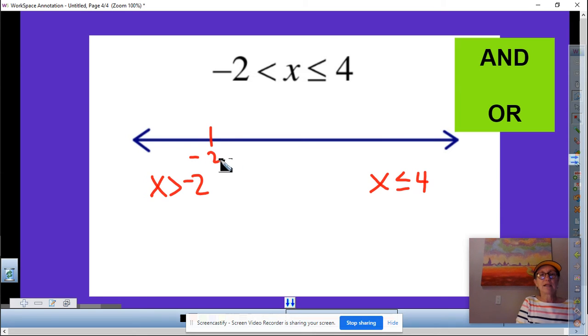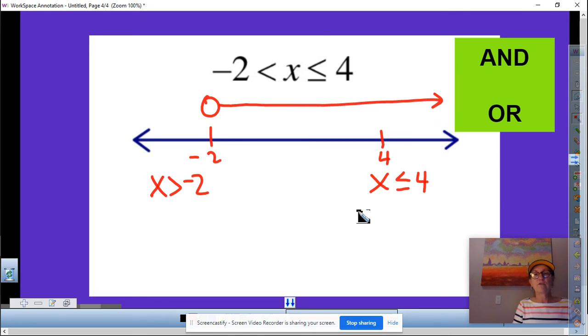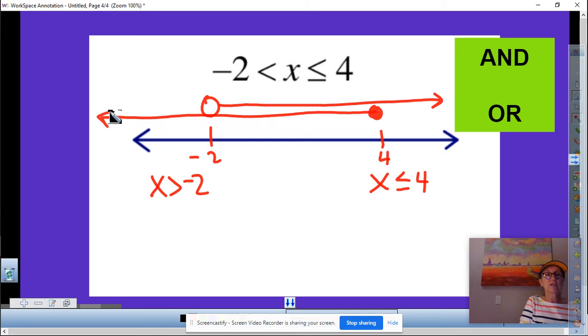And let's say this is -2 and this over here is 4. So I know I'm going to have an open dot here, and it's going to go into infinity that direction. And then I'm going to have a closed dot here, and I'm going to go in that direction forever. But remember, the stuff that's here is not part of our answer because it's not part of the overlap. So our answer is only included here.